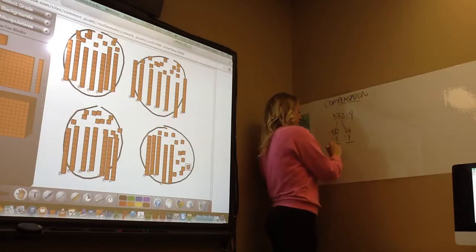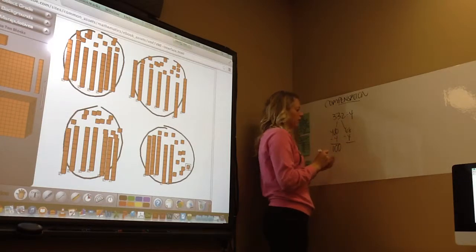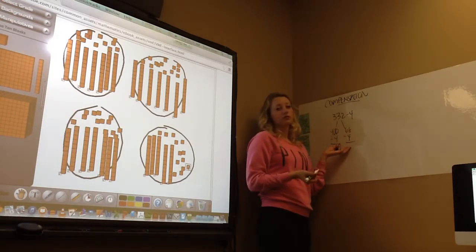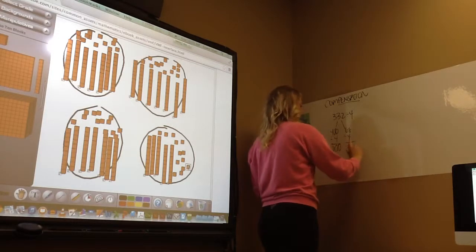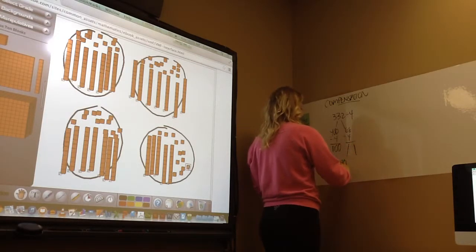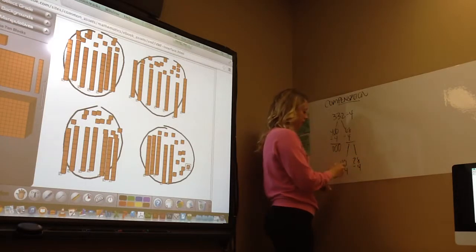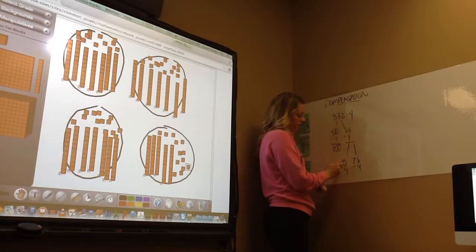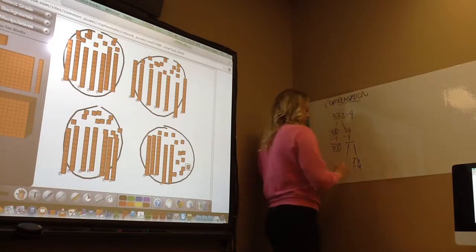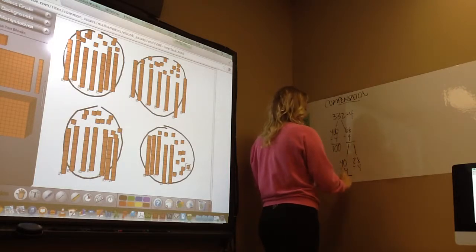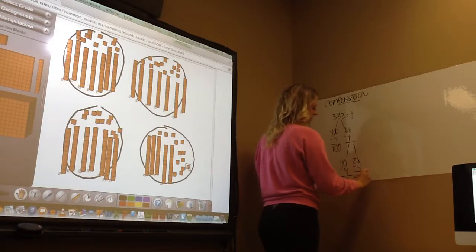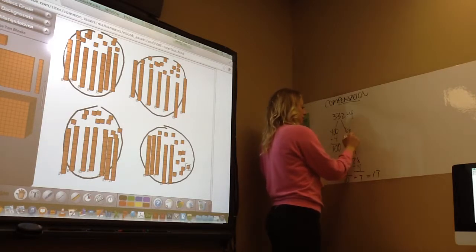So 400 divided by 4, we know is 100. 68 divided by 4 is a little bit harder for me to work with, so I'll split it up into friendly numbers. I'm going to split it up into 40 divided by 4 and 28 divided by 4. 40 plus 28 is 68, so this is a method that works. 40 divided by 4 is 10. 28 divided by 4 is 7. We're going to add 10 and 7, we get 17. So we know that 68 divided by 4 is 17.